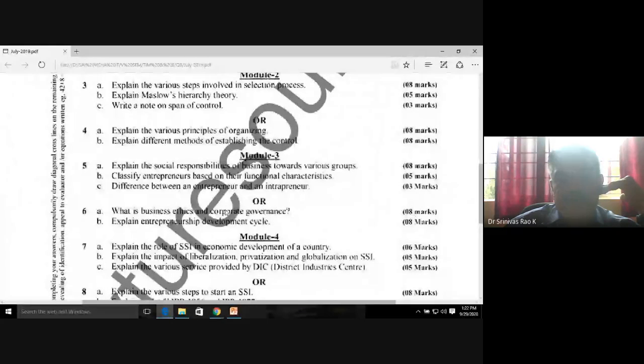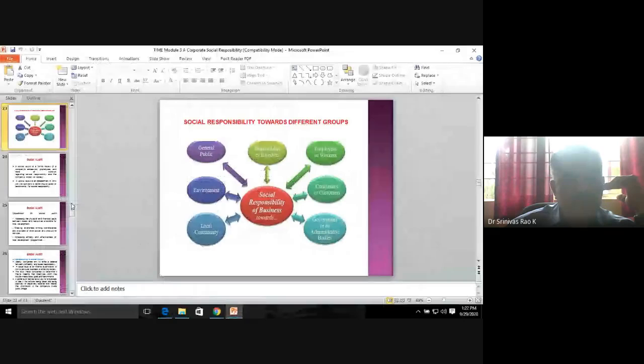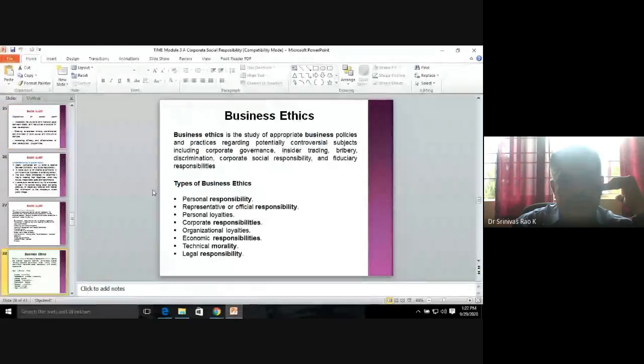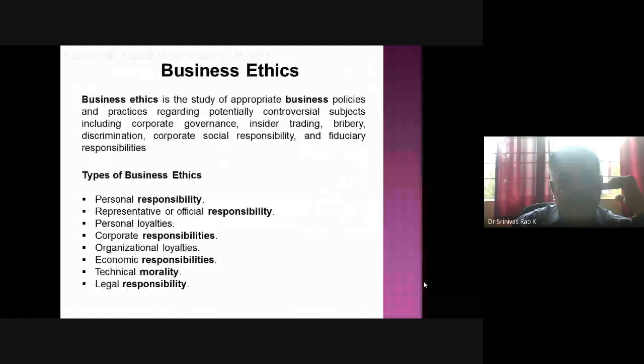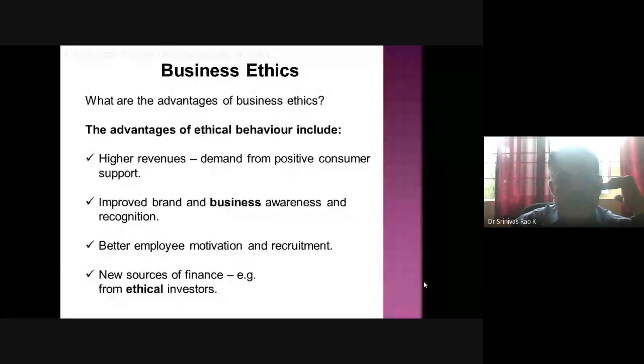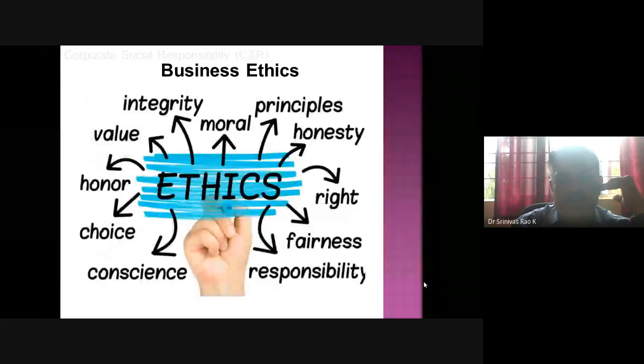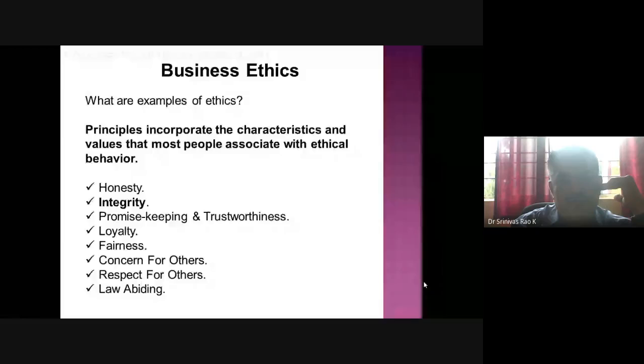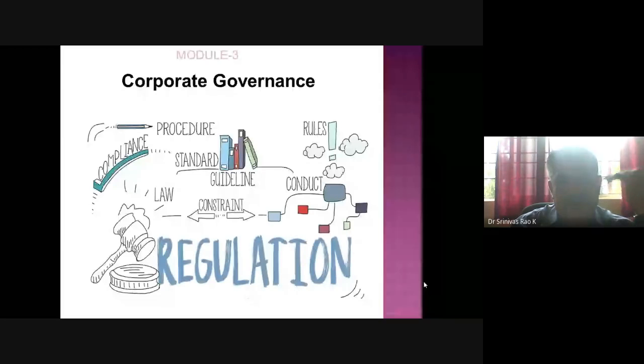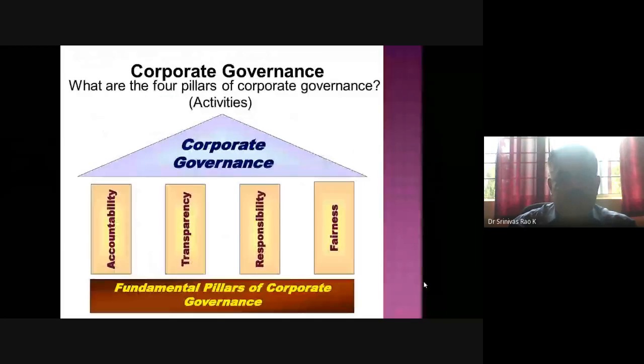See, simple, business ethics and corporate governance. Both are 8 marks, 4 marks each. I have shown the slides on business ethics and corporate governance. So this is your business ethics. You can write all these things step by step. Then draw one figure, maybe. Then you can use corporate governance, with advantages and pillars. Write these pillars and draw this figure. If you write all these things, then you will get 100% marks, 8 out of 8.